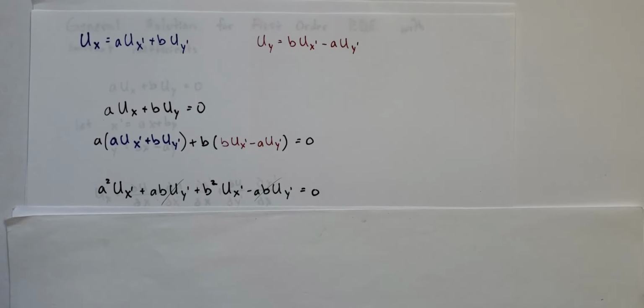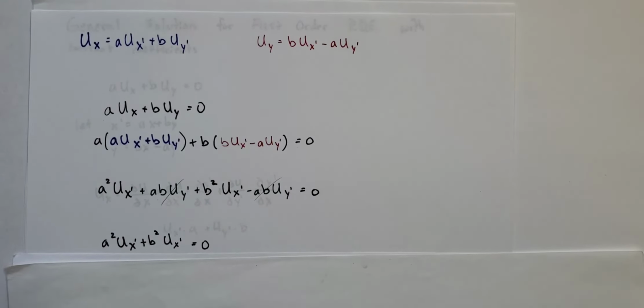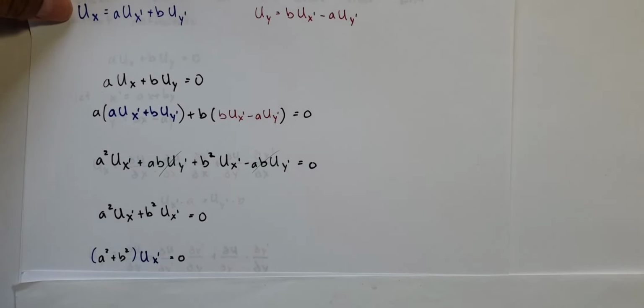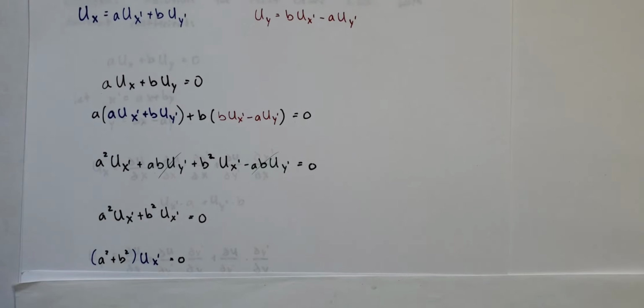And now we are left with a squared u_x' plus b squared u_x' equals 0. They both have u_x' in common, so we can factor that out as well. So we're left with this. Now, from here, you can divide by a squared plus b squared.